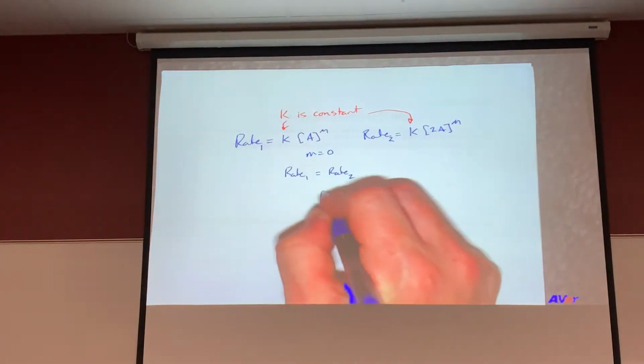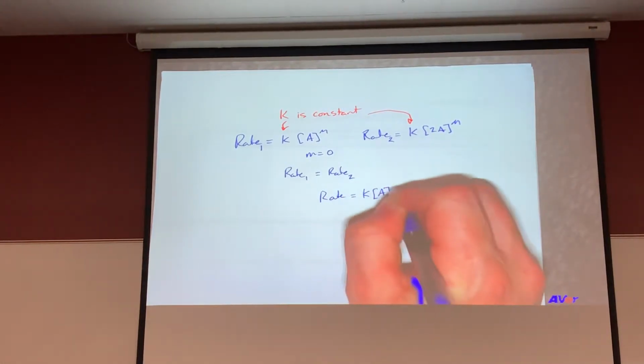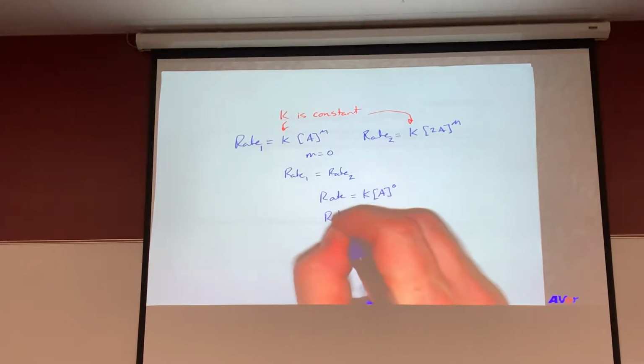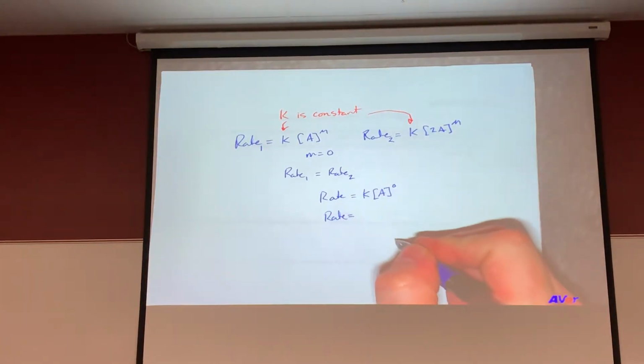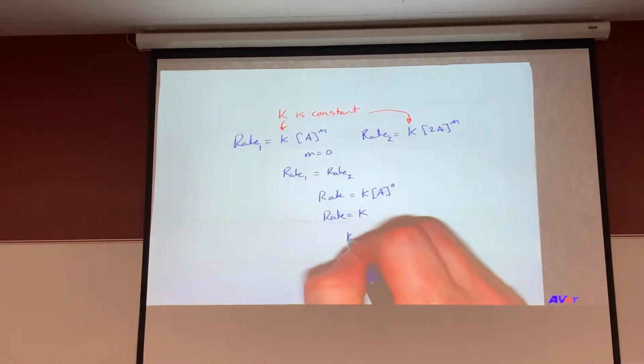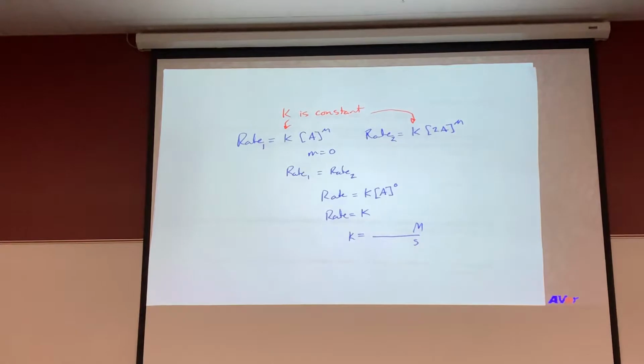So, if you write the expression, you would get rate equals K times the concentration of A to the 0 power. What would rate be? K. And if that's the case, what do the units have to be for K? Molarity per second. It's got to be molarity per second. What questions do you have about this one?